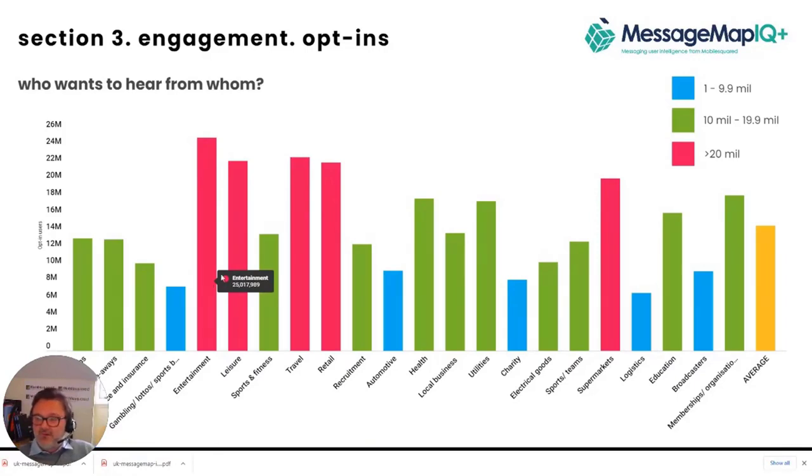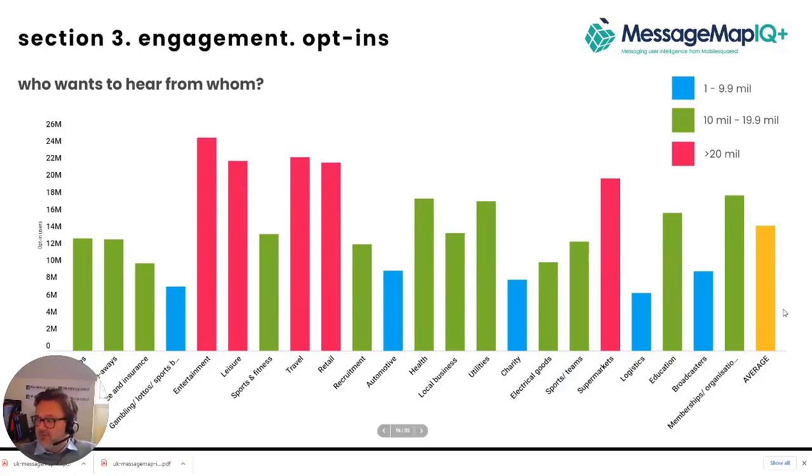So as you can see, there are 5 sectors where there are over 20 million people in the UK that want to or do communicate with brands and enterprises in these sectors. So obviously entertainment's one of the biggest, 25 million people. You've got leisure, 22, travel, 22, but they might be on hold sadly, but hopefully for not too long. But retail is 22 million, and I would imagine that figure's probably grown significantly, certainly over the last 12 months.